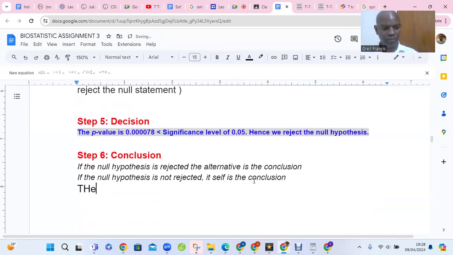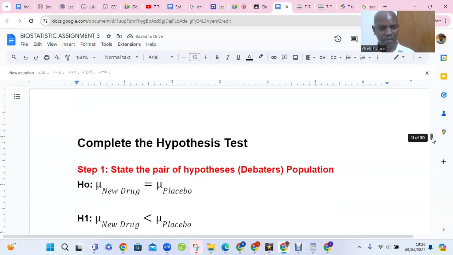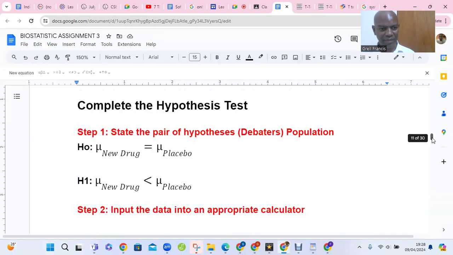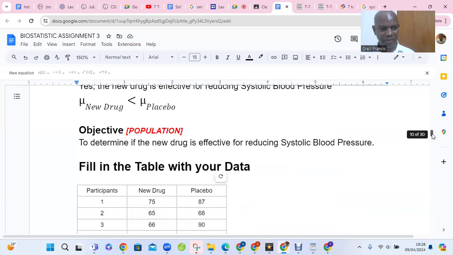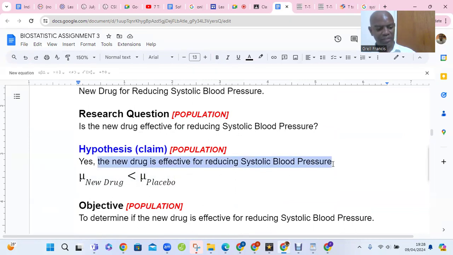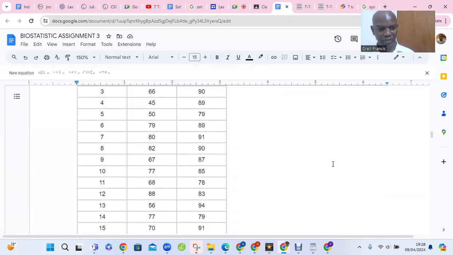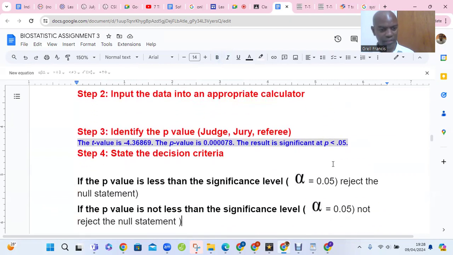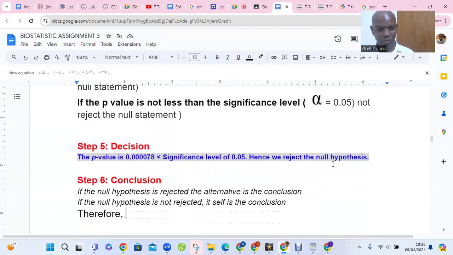Therefore, in other words, we are agreeing with the claim that the new drug is effective for reducing systolic blood pressure. So that's the conclusion. You can word it according to how you wish.